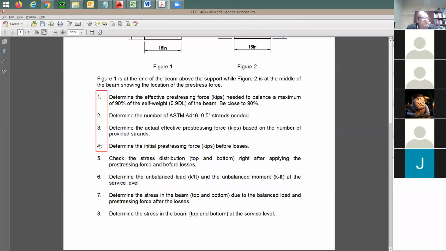So check the stresses, top and bottom, right? All of that is going to be based on the untopped properties. You guys agree or no? Or it's not really clear? Agreed. All right, great.